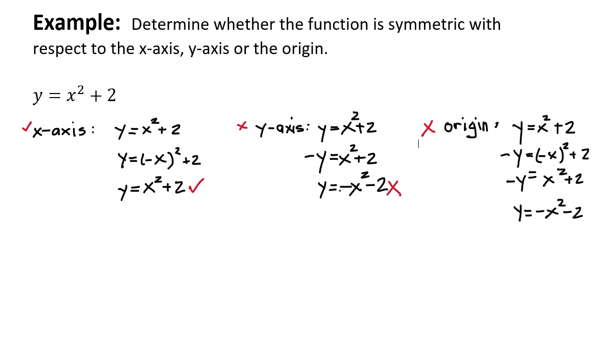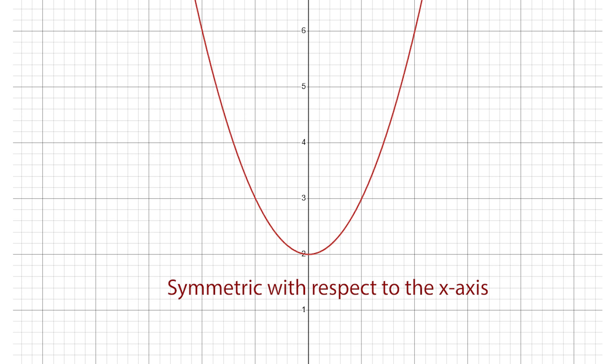Notice I have to check all three. I can't just say, well, I checked the x-axis and the y-axis and that means I've checked the origin. I have to check all three. The equation y equals x squared plus 2 is only symmetric with respect to the x-axis.